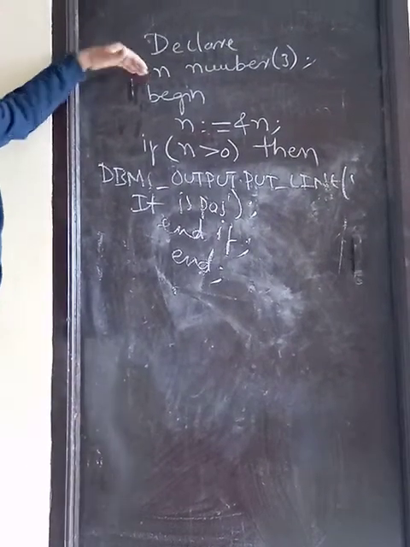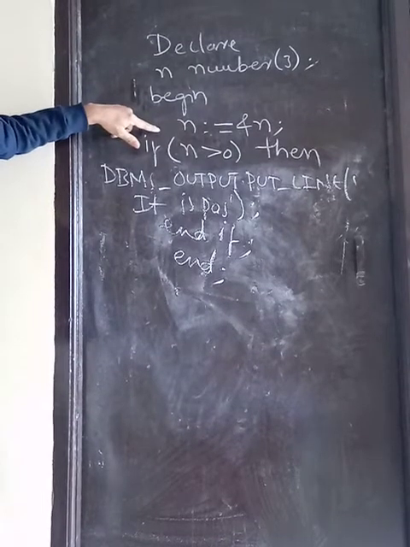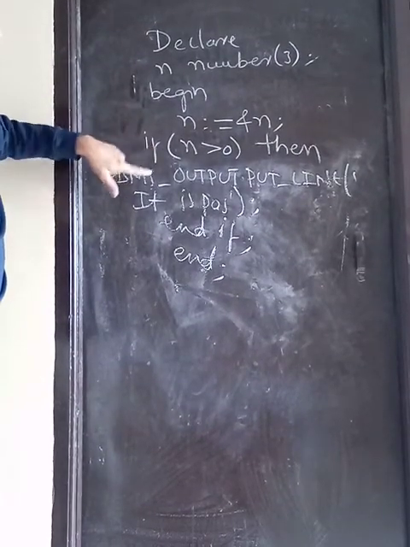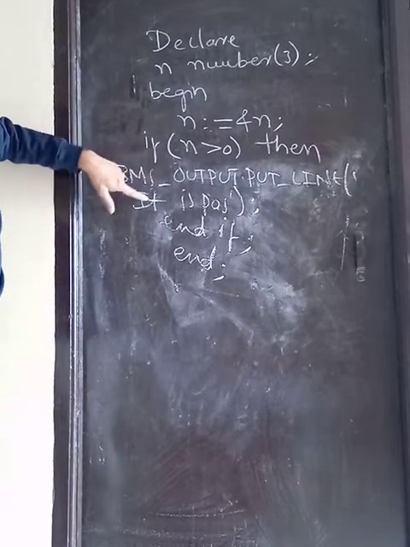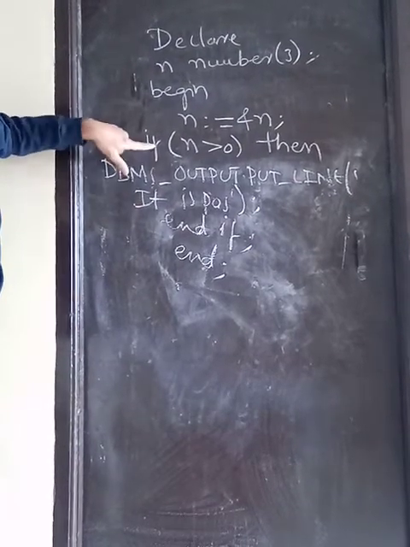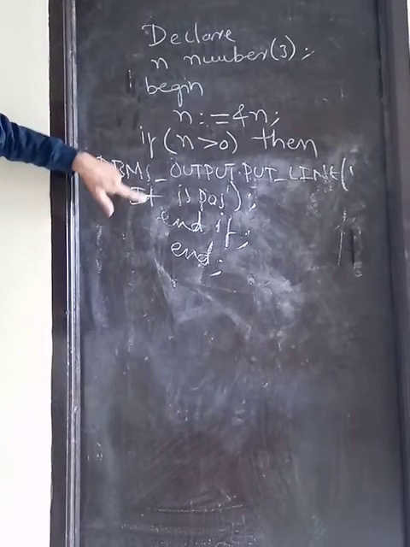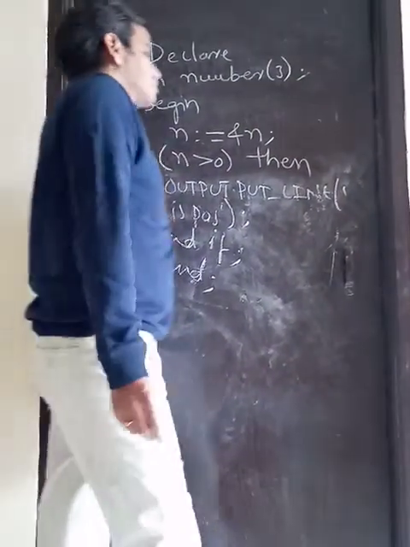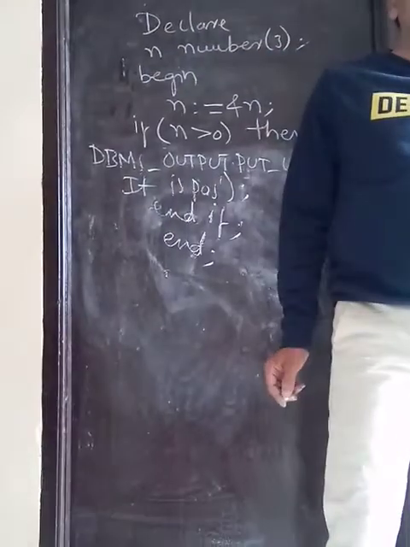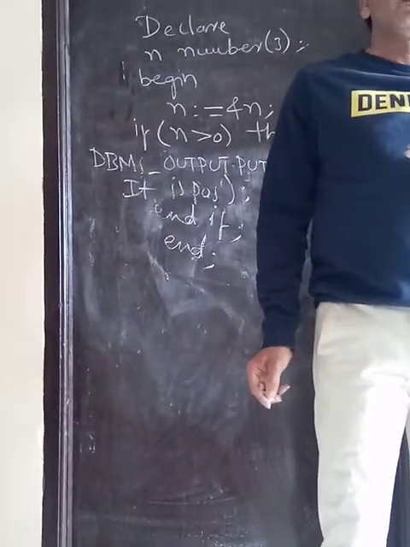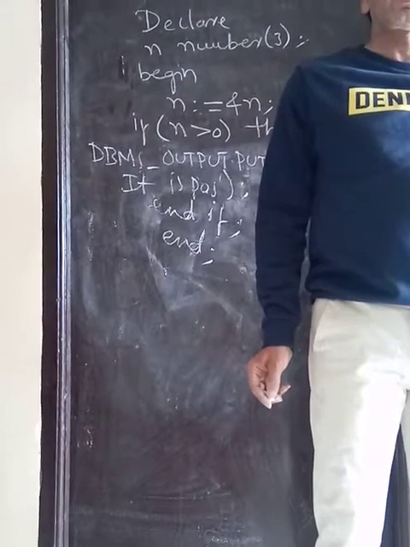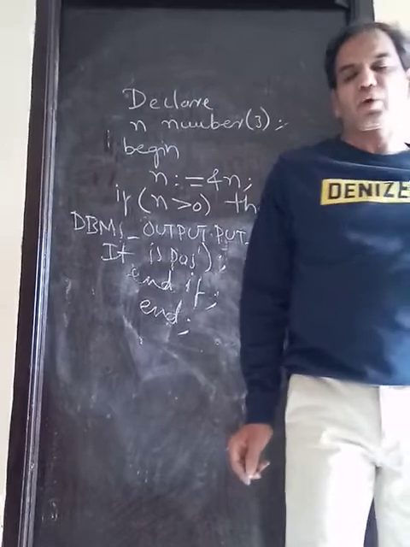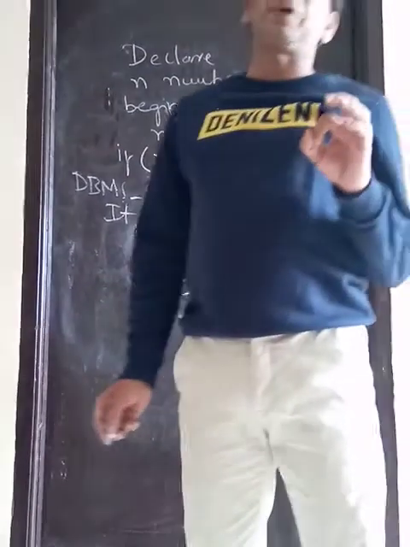Declare n number of 3, begin n. It will ask you value at runtime, enter value for n. If n greater than 0, then dbms underscore output dot put line. It will display positive. If is there, so end if, then end. Okay. So this is positive. If it is positive, it will display positive. If it is negative or 0, it will not display any output, because it is simple if. In if else we can solve that problem.